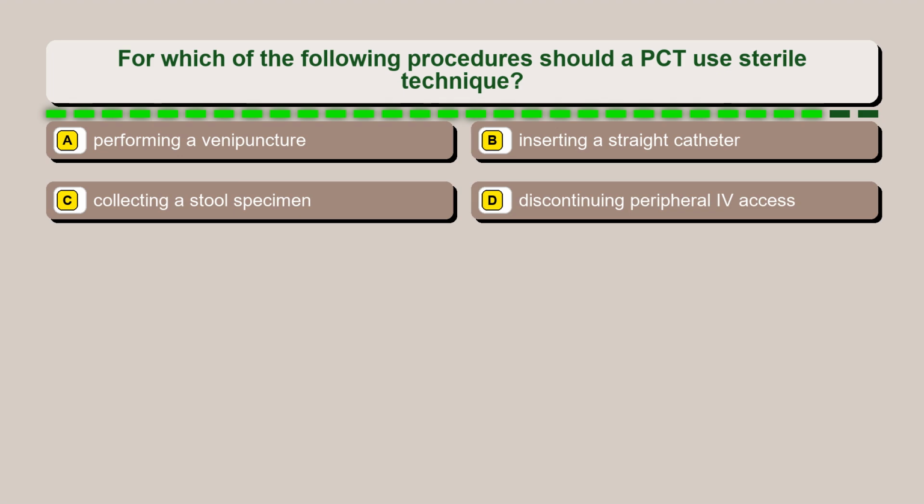Question 44. For which of the following procedures should a PCT use sterile technique? Option A, performing a venipuncture. Option B, inserting a straight catheter. Option C, collecting a stool specimen. Option D, discontinuing peripheral IV access.